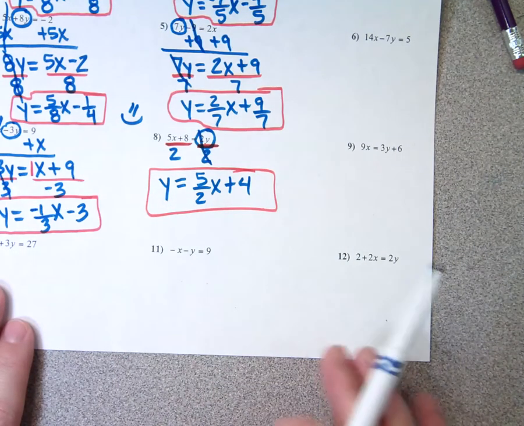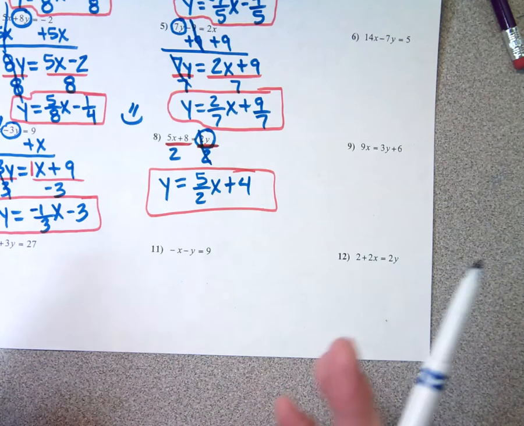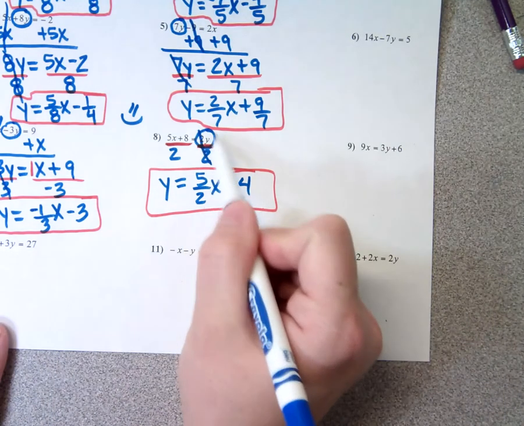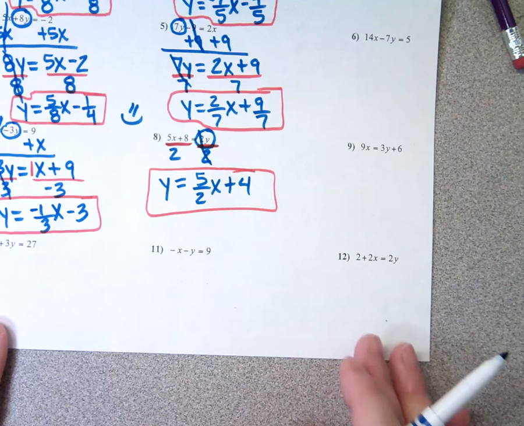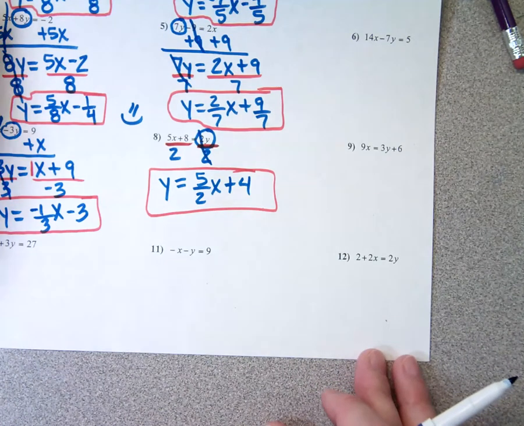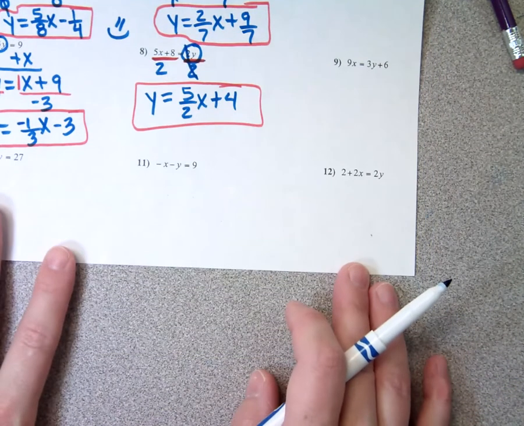Short and sweet. But sometimes students mess up because you get so used to adding or subtracting first that sometimes when there's nothing on the side with the y, students get confused. Okay, we're going to do one more on this paper, and then we're going to move on.